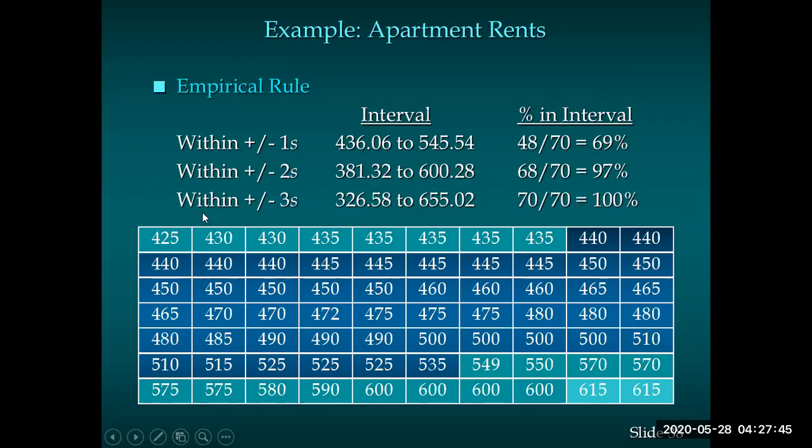And similarly, if you take plus minus 3 standard deviations, the mean minus 3 standard deviations gives you this number, and the mean plus 3 standard deviations gives you this number. You can see 326 is the lowest number that you're getting, but our data starts from 425, and the biggest is 655, and our data ends there. So almost 100% of the data is covered in this interval. The empirical rule is pretty handy in determining the percentage of data in these intervals.